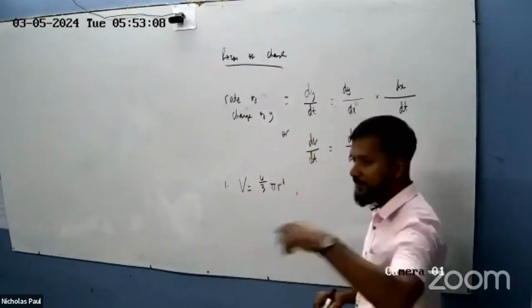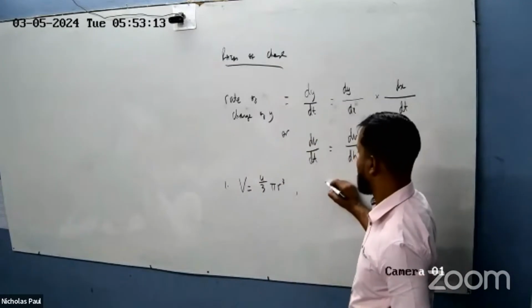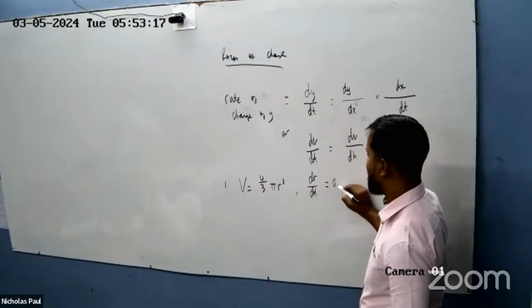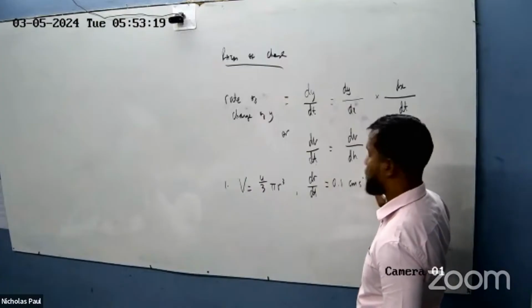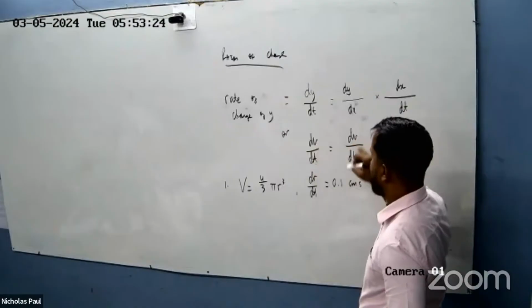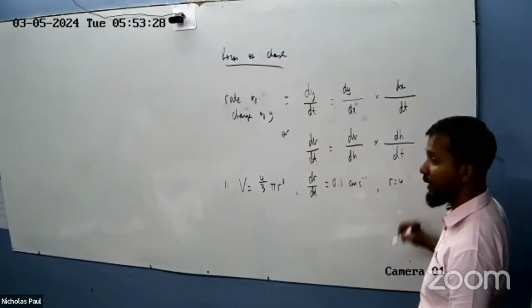Just take a little reread again. What else did they give you? They gave you dr dt. Nice. That was 0.1, right? What else did they give you? dV dt, dV dh by dh. And it said when r is 4, right?